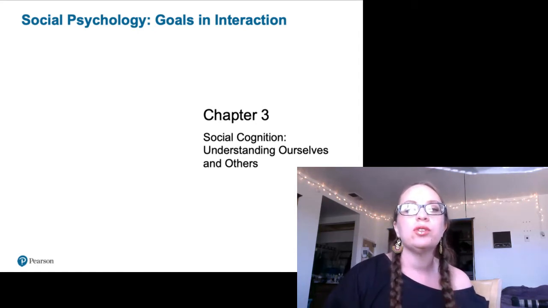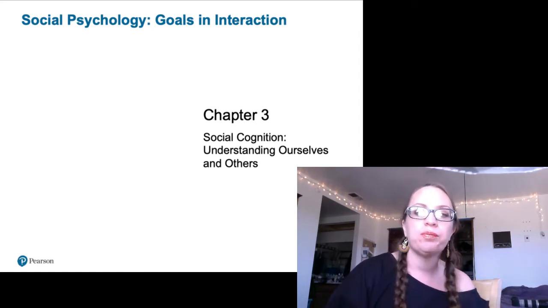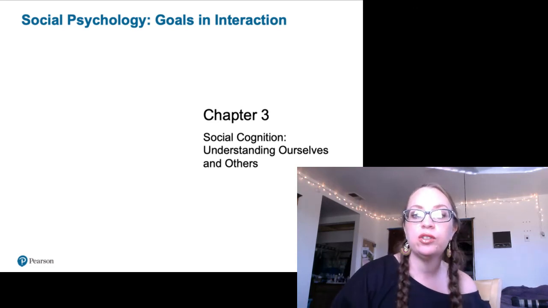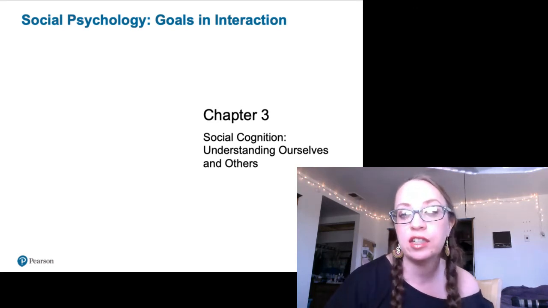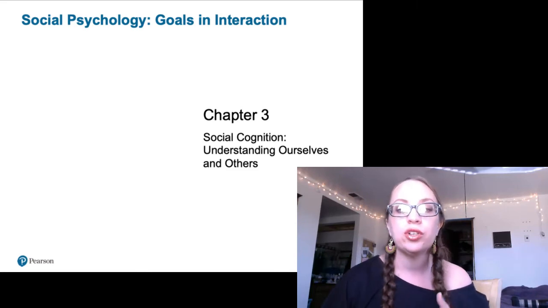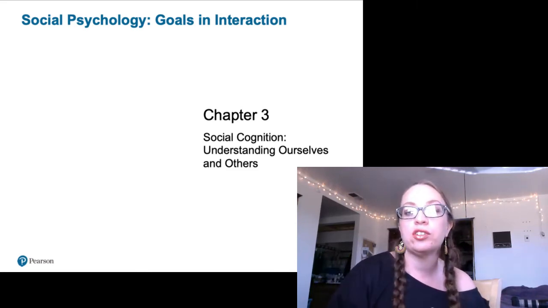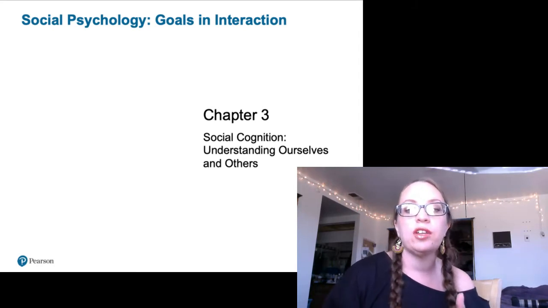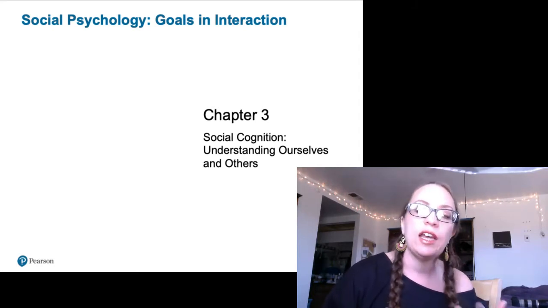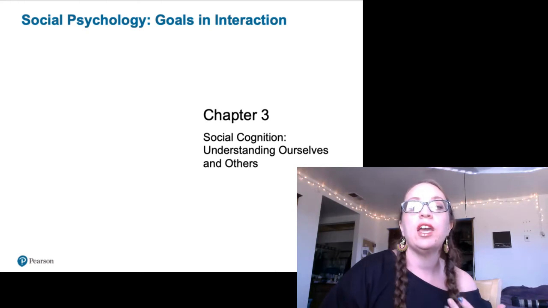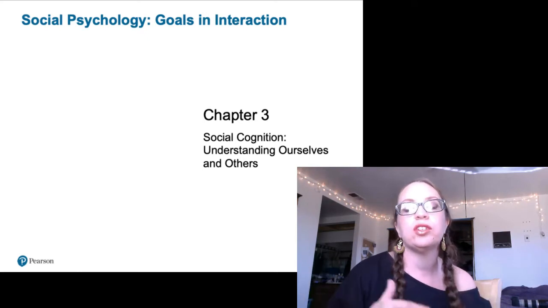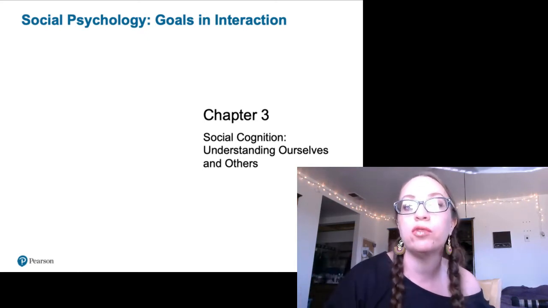The chapter also provides a discussion of the cognitive strategies we use to enhance and protect our self-esteem, and the factors in the person and the situation that impact our tendencies to use those strategies. So we're going to talk about the strategies that we use to gain an accurate understanding of ourselves and an understanding of others, and then also how the person and the situation affect the use of those strategies.